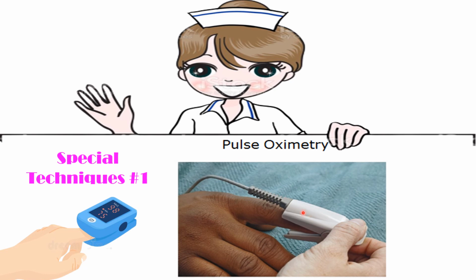Poor perfusion, hypotension, dyshemoglobinemias or dyes in some nail polish, and excessive ambient light may cause inaccurate readings.